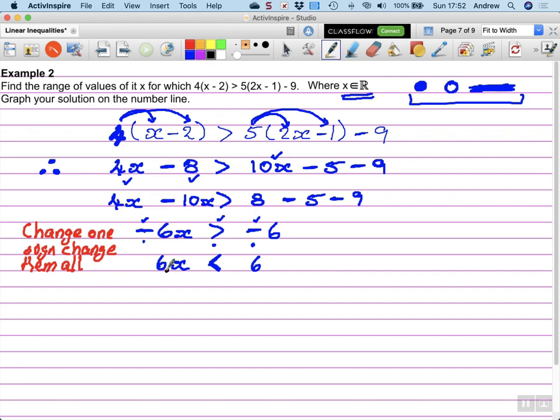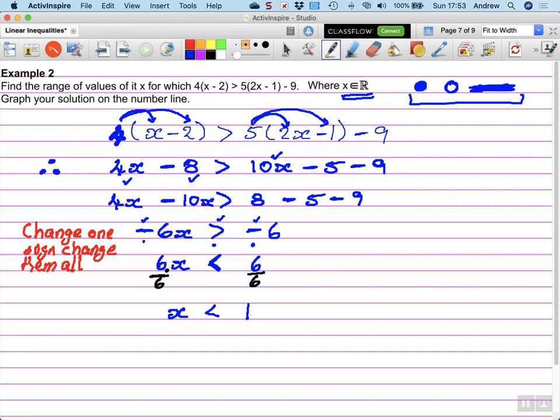What's the opposite of multiplying by 6? And that is dividing by 6. And now what's 6 divided by 6? Well, the whole point of that was cancel out. And so x is less than 1.